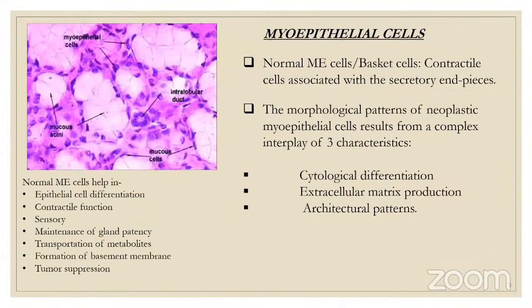Normal myoepithelial cells are contractile cells associated with secretory acini. They're also called basket cells. Normal myoepithelial cells help in epithelial cell differentiation, contractile function, tumor suppression, etc. The morphological patterns of neoplastic myoepithelial cells result from the interplay of three characteristics: cytological differentiation, extracellular matrix production, and architectural patterns.